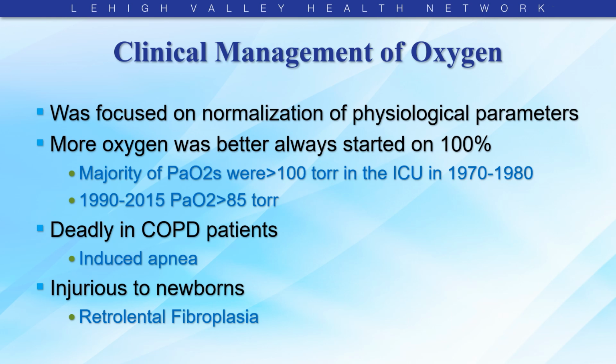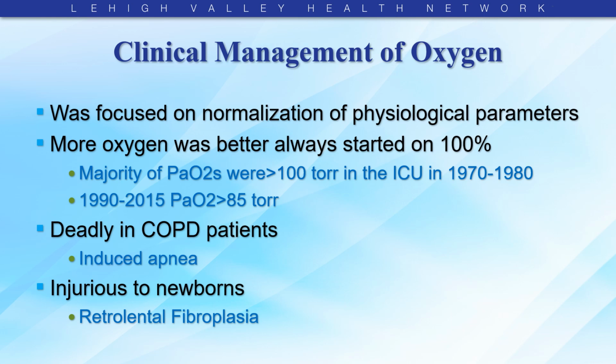That dropped in the 1990s to 2015. The goal was to keep a PO2 above 85 because there was strong evidence that oxygen was toxic, especially at high FiO2s for long periods of time, and more oxygen was not better. So it dropped a little bit. We do know that it was deadly in COPD patients. It took a while before the hospital community understood the concept of hypoxic drive. So many COPD patients died pink, unfortunately, because the high oxygen knocked out their hypoxic drive.